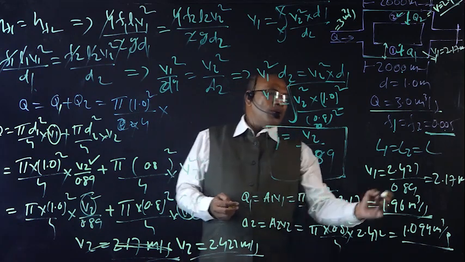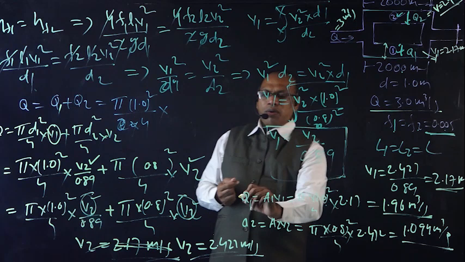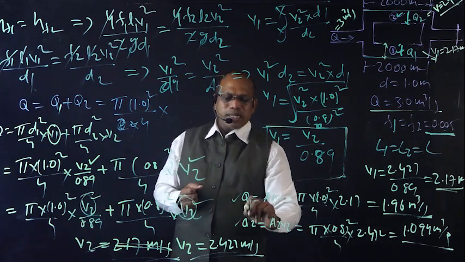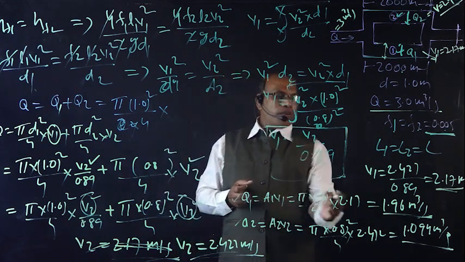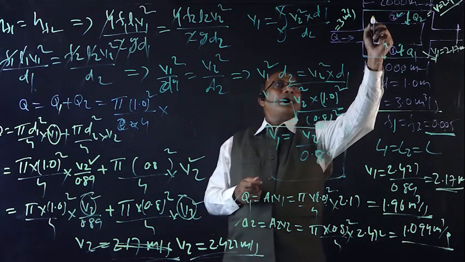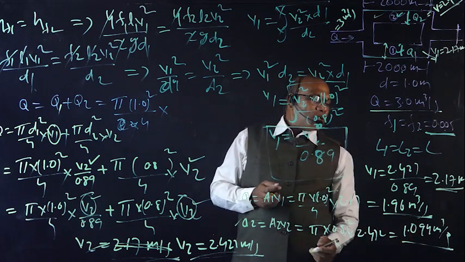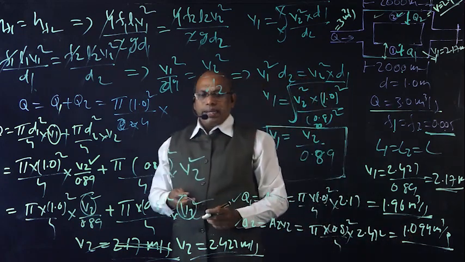Based on this, we have determined the velocity in pipeline 2. Then we have determined the discharge in pipeline 1 and the discharge in pipeline 2. That is A1 V1, this is the formula, equal to 1.96 meter cube per second. The discharge from the 0.8 diameter pipe is equal to 1.094 meter cube per second.